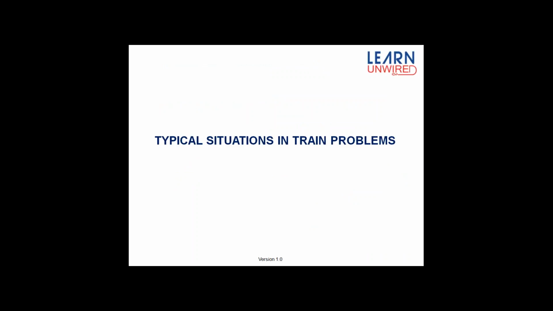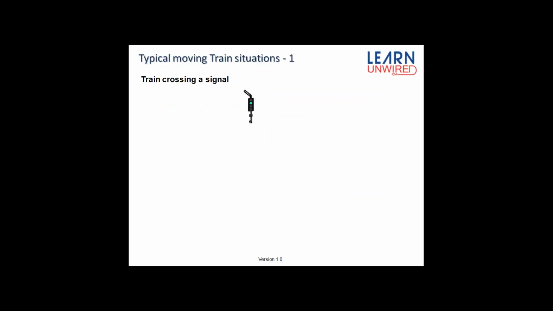Typical situations in train problems. Okay. Let's see the first thing. A train crossing a signal. You must have seen signals. This situation can be the same as a pole, a train crossing a pole or a signal. Now let's say a train is coming, and from this point it will start crossing the signal. See how it will happen. At this point, it has crossed the signal.